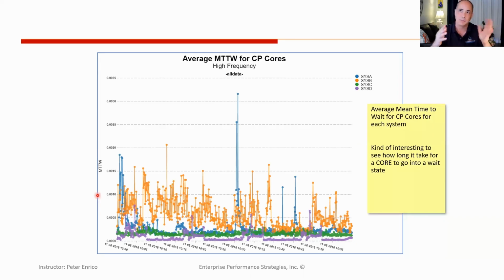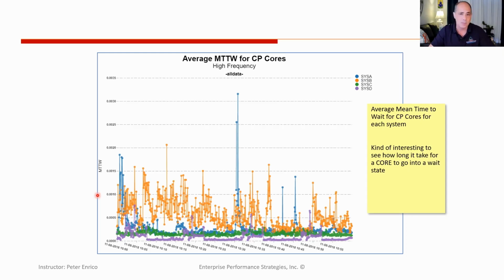I'm just going to make sure I don't get it backwards. A low mean time to wait means you're only waiting a short period of time. Could be something like an IO intensive workload where you do a little bit of work and then you're off for a long period of time doing an IO, versus a high mean time to wait, which means you're constantly pounding against the CPU and you're never really going into a wait state. You want to use the CPU.